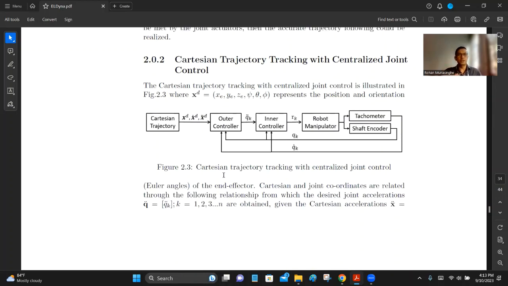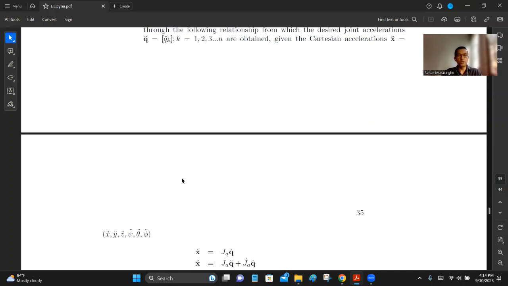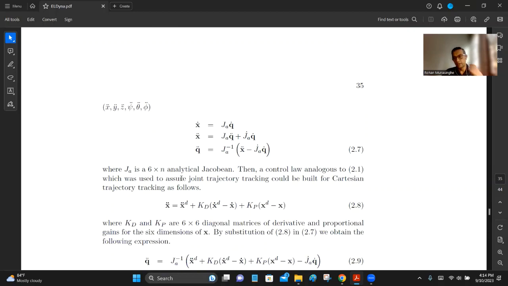Now, back to Cartesian trajectory tracking. The only difference is over here, right? How does the outer controller, right, generate Q double dot K? That's it. Earlier it was easy, because it was entirely in joint control space, but now we are starting with the Cartesian trajectory. So how can we solve this problem? Right. So let's look at these equations here, right?